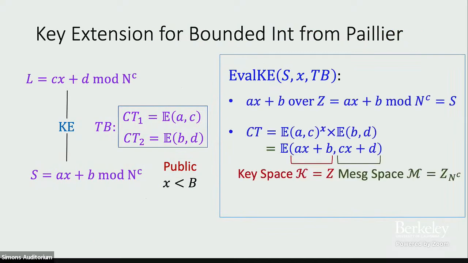So now let's put it back together. In this key extension, we get ax plus b mod N^c, and we recover it over the integers. This will allow me to decrypt this homomorphically evaluated ciphertext, and I will obtain the output label cx plus d mod N^c.